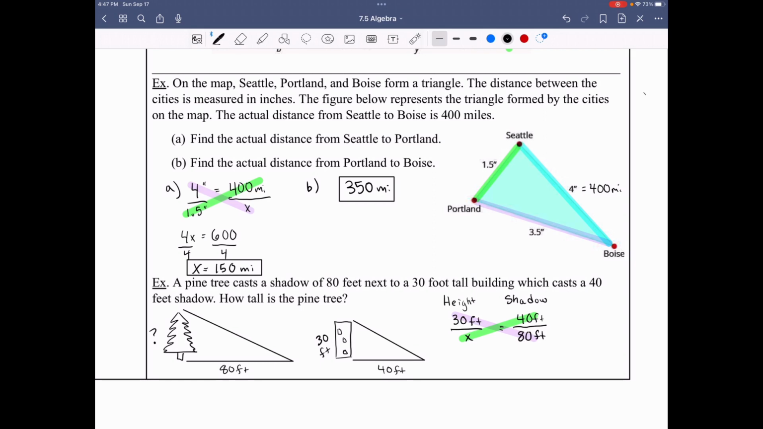So 40x, I'm going to do this multiplication in my head because 8 times 3 is 24, and just add 2 zeros. Now we're going to divide by 40. We can cancel out a 0. 4 goes into 24 6 times, so x equals 60 feet. And that makes sense because the tree is double the height of the building, and its shadow was double the length. When you're ready, turn your page.